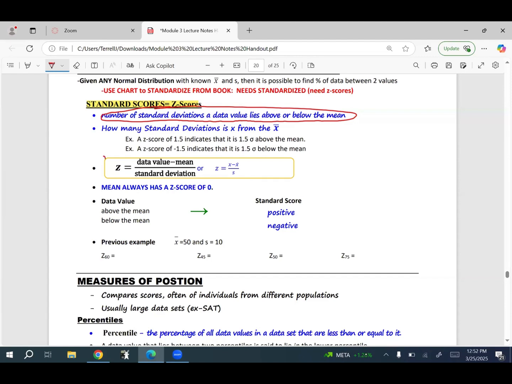This is the formula for the z-score. I wrote it in words and then symbolically here. And I'll mostly refer to it symbolically. It is your data value, that's what X represents, minus X bar, X with the line on top, which means the mean, and you divide it by the standard deviation S.